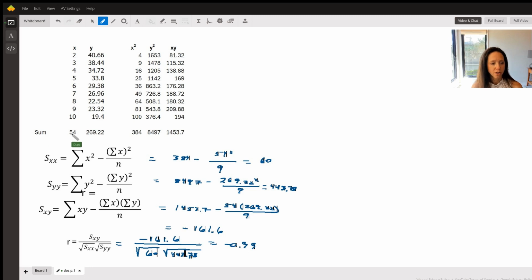And then you also need the sums. So the sum of the x is 54, the sum of the y is 269.22. And then we also have the sums of the x squared column, y squared, and x times y.